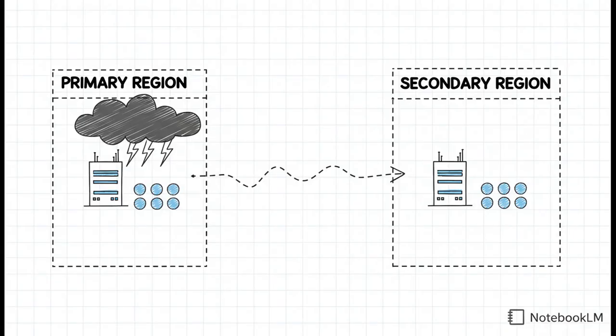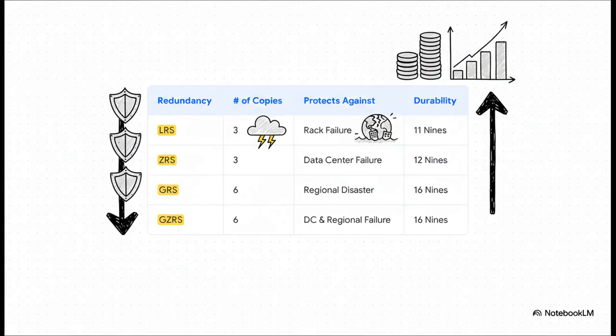But what about a real disaster, like a whole region gets hit with something? That's where GRS, or Geo-Redundant Storage, comes in. This is your classic disaster recovery setup. You get 6 copies in total, 3 in your main region, and then Azure automatically copies another 3 to a paired region that's hundreds of miles away. Now we're talking serious protection. And this table just lays it all out so perfectly.